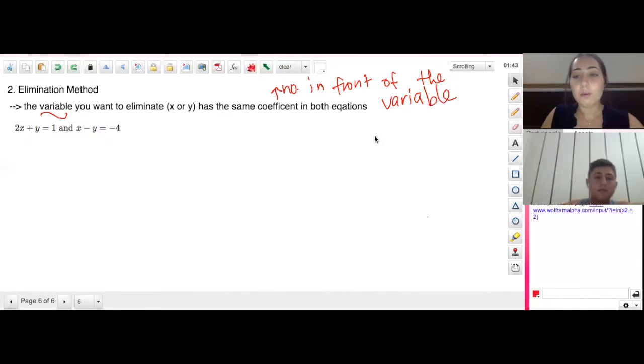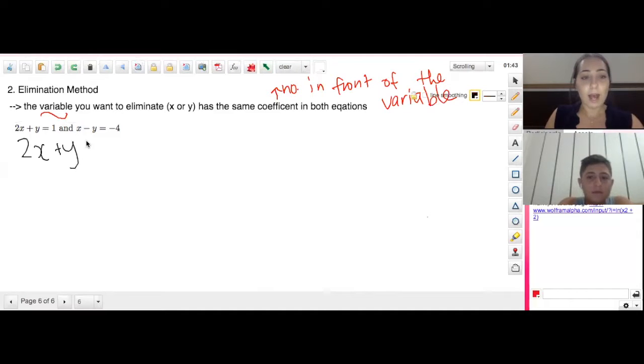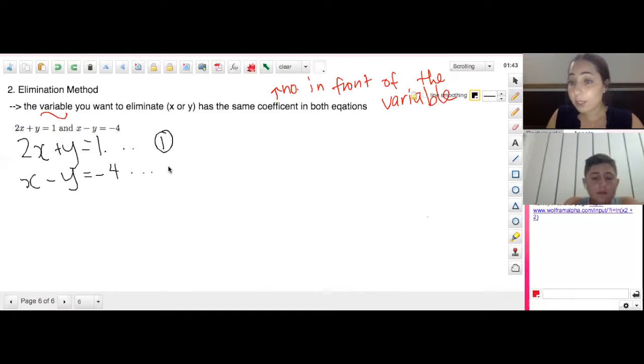So what we're going to do is we're going to look at our first example over here. We're going to follow through with the same first step, and that first step is to rewrite both equations and label each equation 1 and 2. So we're going to write this first one, 2x plus y equals 1, and we're going to call that equation 1. And then we have x minus y equals negative 4, and we're going to call that equation 2.